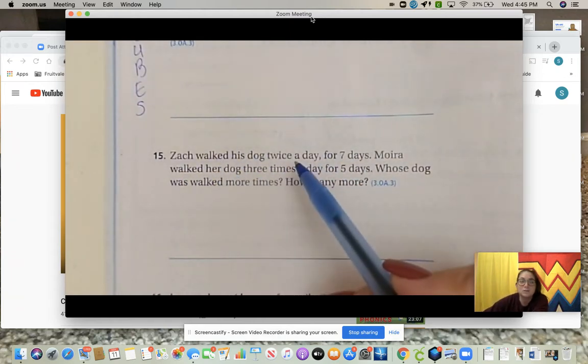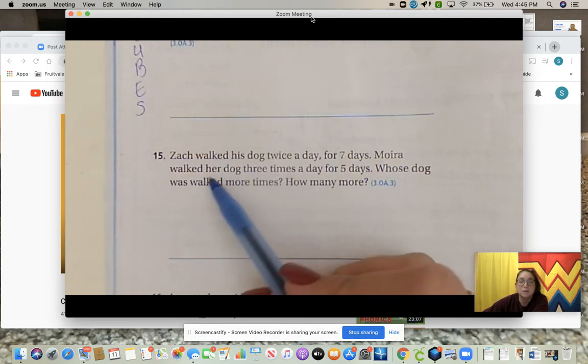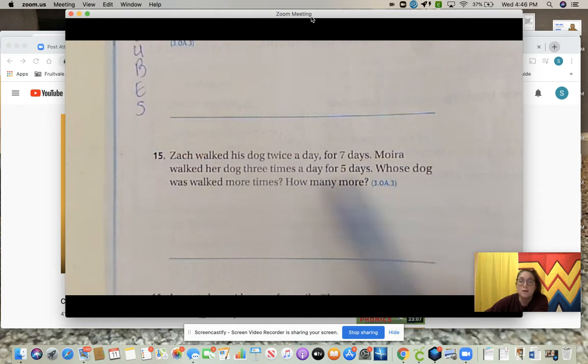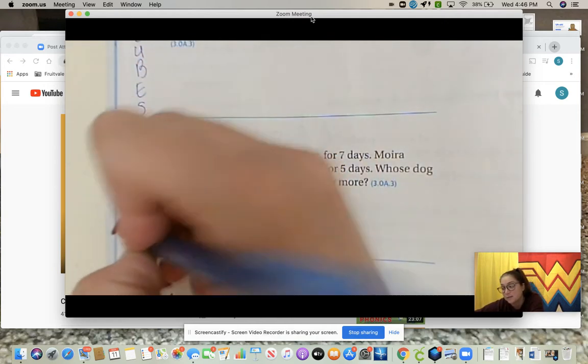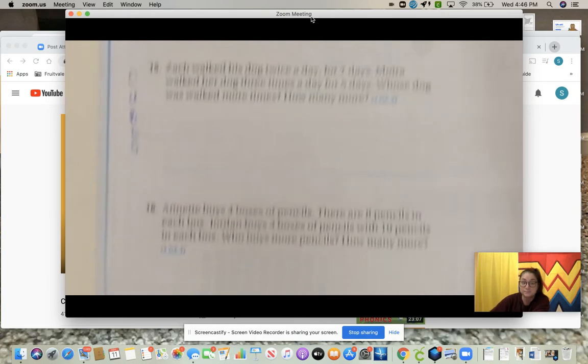Number 15. Zach walked his dog twice a day for 7 days. Moira walked her dog 3 times a day for 5 days. What dog was walked more times? How many more? This is 3 steps. You're going to have 2 multiplication problems, and then you're going to have 1 subtraction problem. I'll give you that hint, right? Okay. Cubes is going to help you. This is a big, challenging problem.